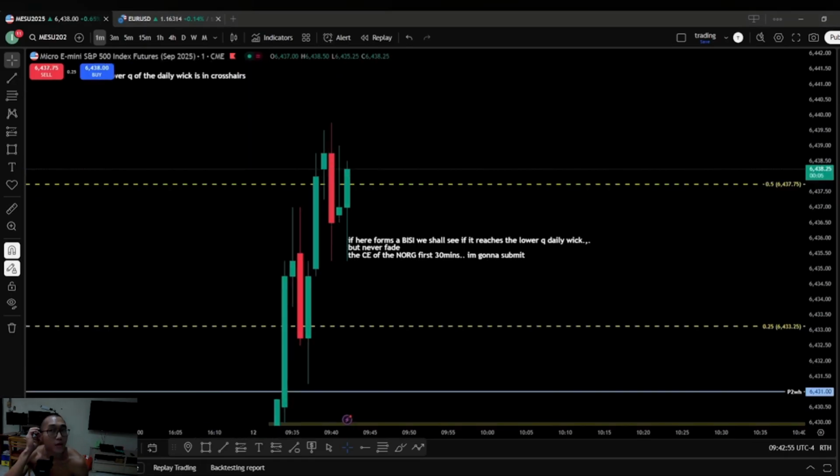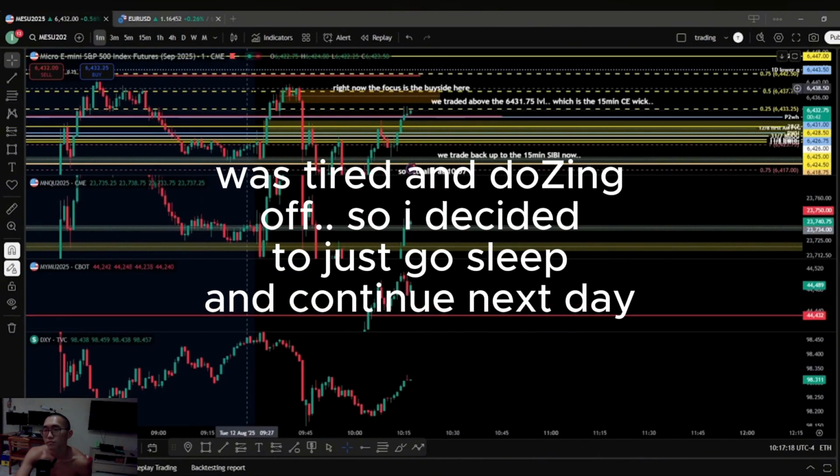I want to see how this suspension block, which is here, behaves. You can see here we got one volume balance, here we got another volume balance. So two volume balances together will form a sun.